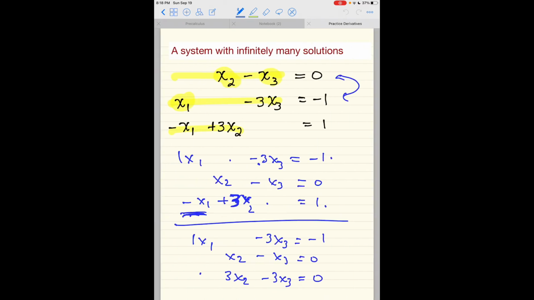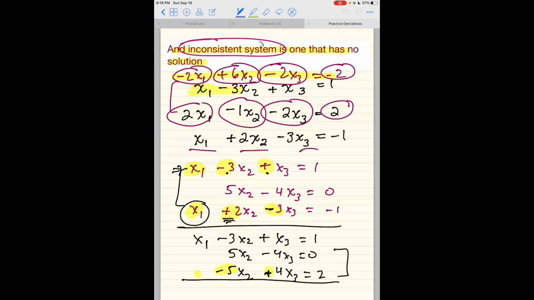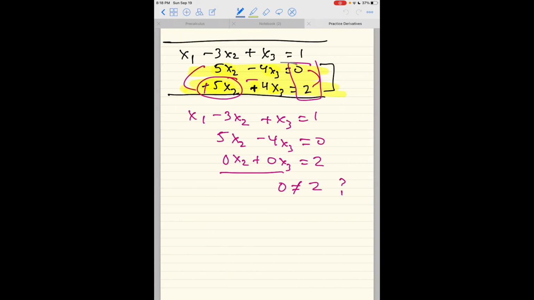And then once again, with the inconsistent solutions, we're going to have where it's sort of parallel with different constants, okay? So these are called coefficients, the numbers in the front, these are called constants.